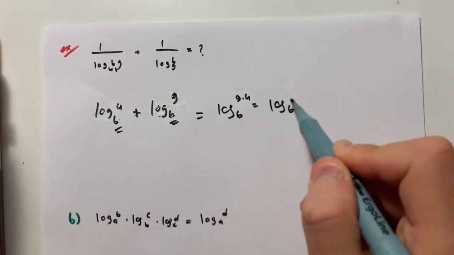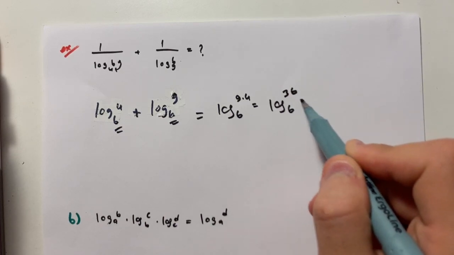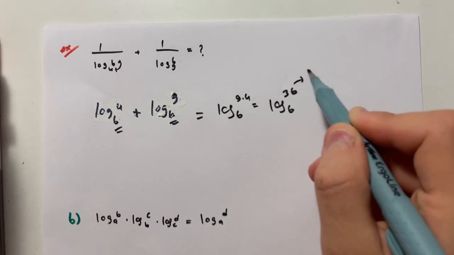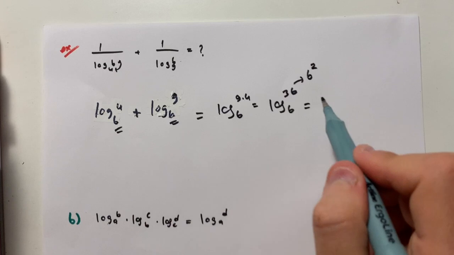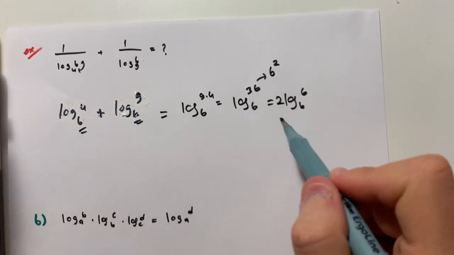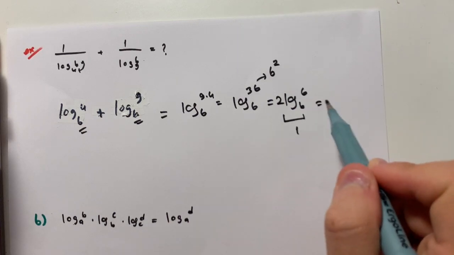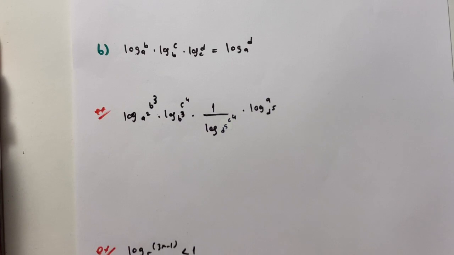and you get logarithm base 6 of 36, and 36 is, as you know, 6 to the power of 2, so it can be written like this, and this one is 1, so the answer is 2. Let's move on to the sixth rule.